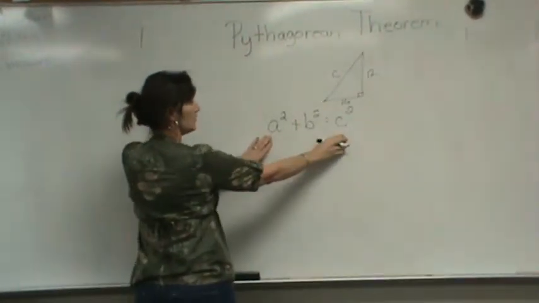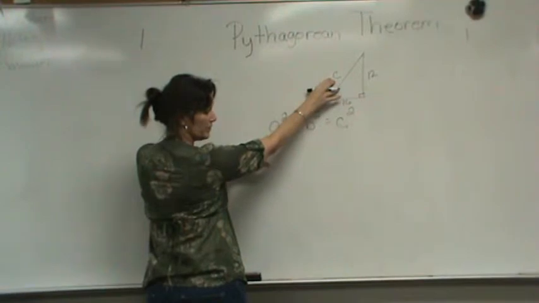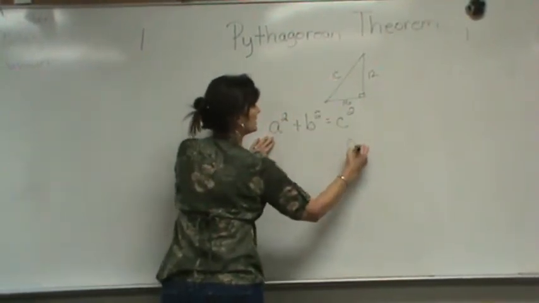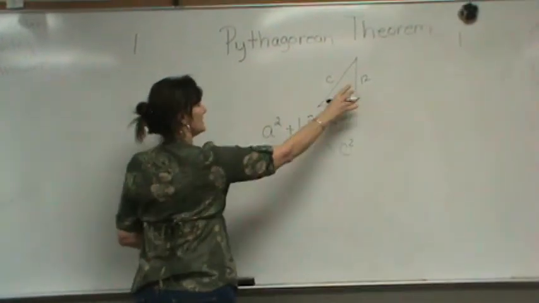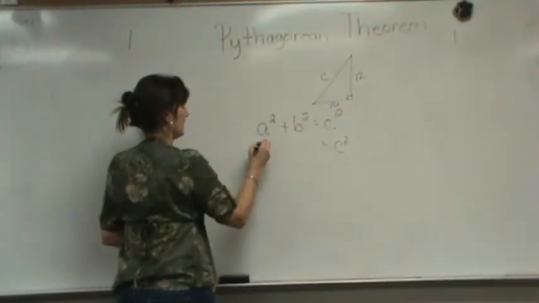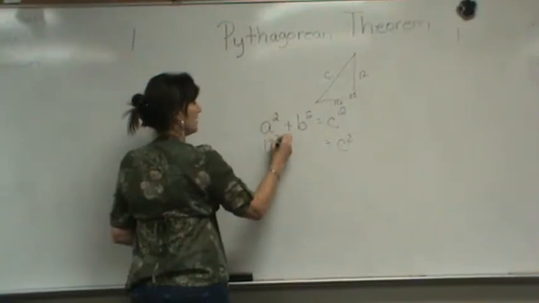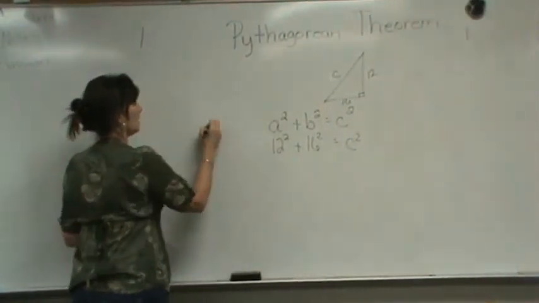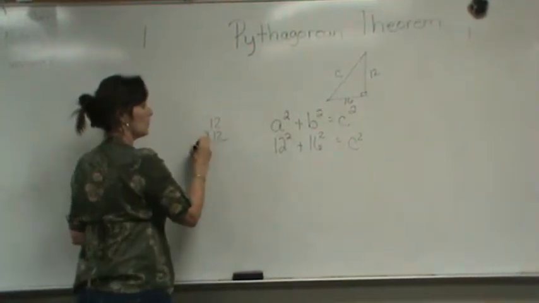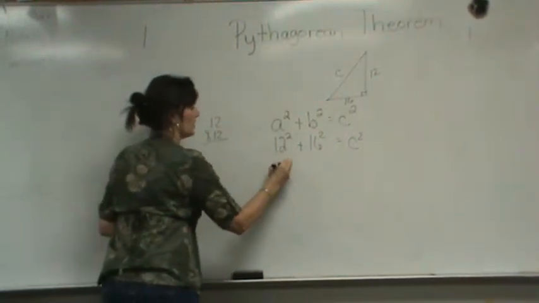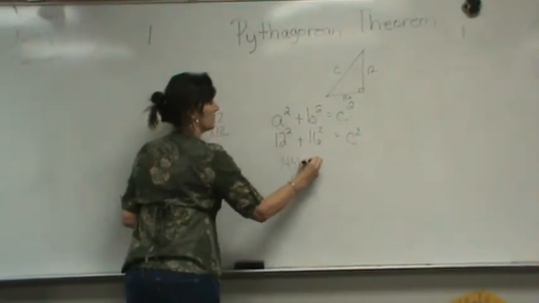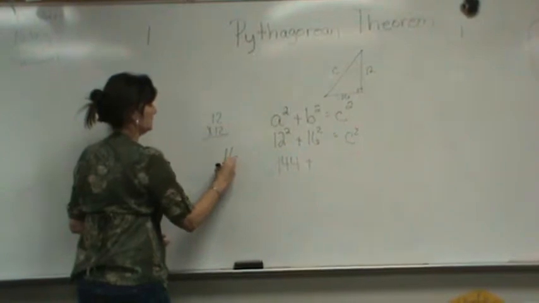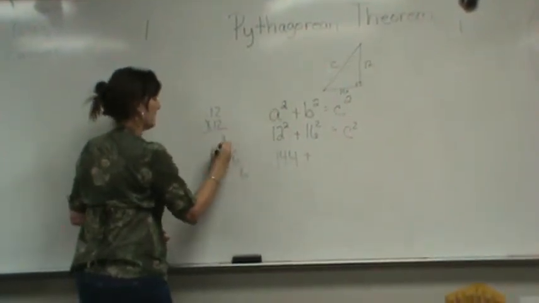When I plug it into my formula, first thing I'm going to do, okay, I don't know C, that's the one I'm looking for, so it's going to stay C squared. Doesn't matter which one is A and which one is B. So I'm going to say 12 squared plus 16 squared. I'll come over and I'll multiply 12 times 12. A lot of you already know your multiplication facts, and you might realize that one is 144. So I'm going to do 16 times 16. Might not have memorized that one.